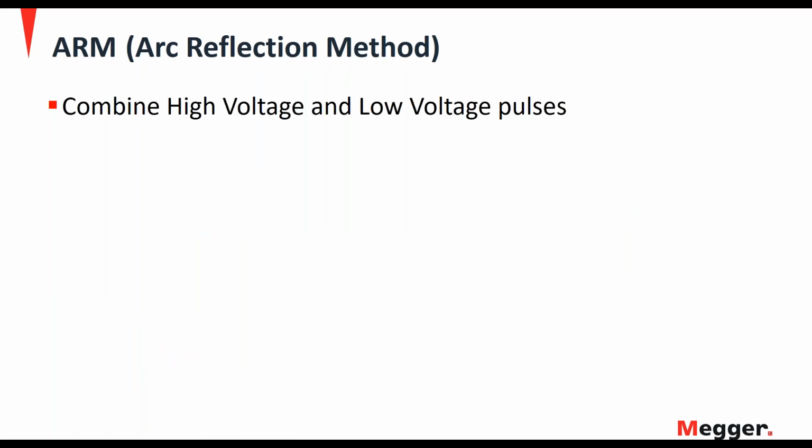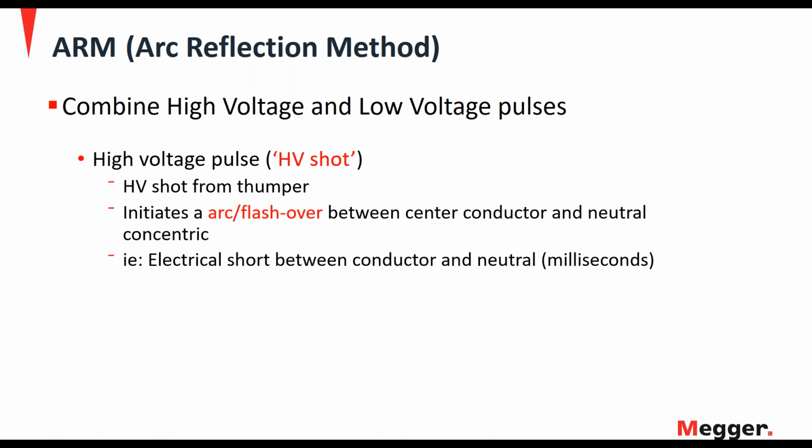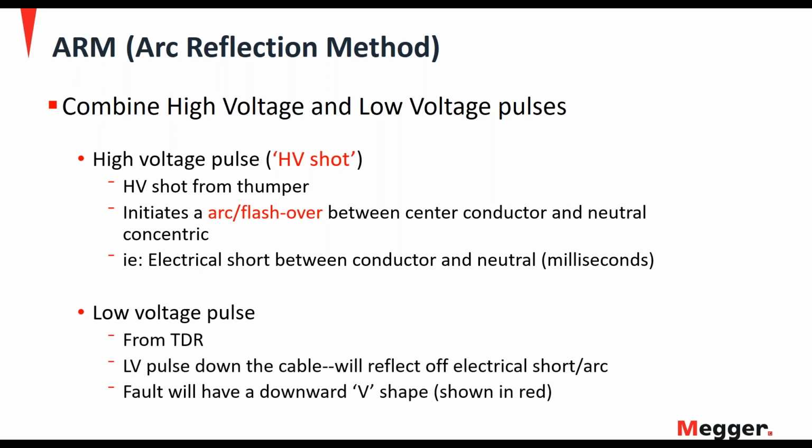What we have to do to see the fault is combine a high voltage pulse and a low voltage pulse. The high voltage shot, as I usually refer to it, is coming from the thumper. We're going to charge up the capacitor. It's going to initiate an arc or flash between the center conductor and neutral concentric. That flash, for a few milliseconds, that arc, is an electrical short. And the radar will produce a low voltage pulse, and that low voltage pulse will reflect off of that temporary short, that electrical short that we created with the thumper.